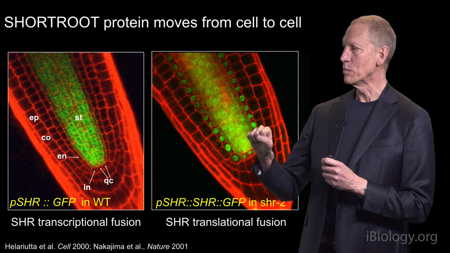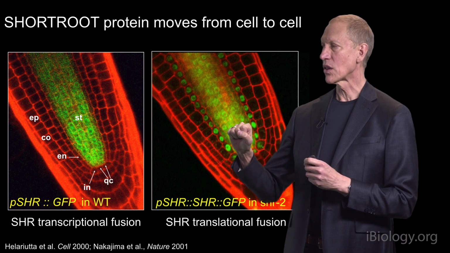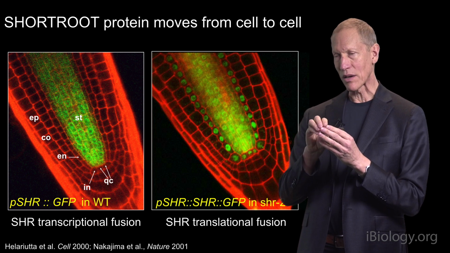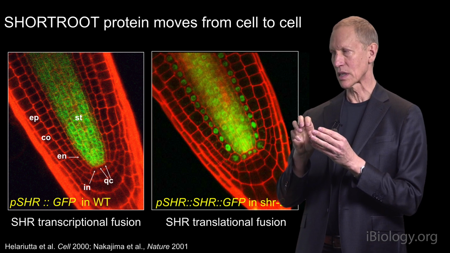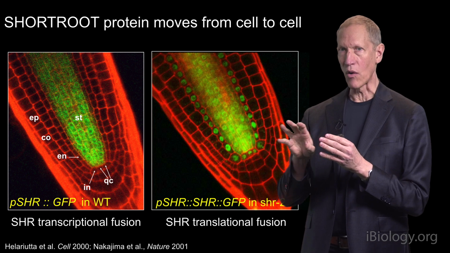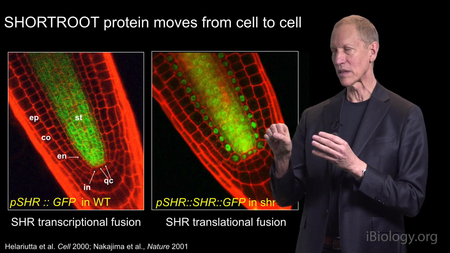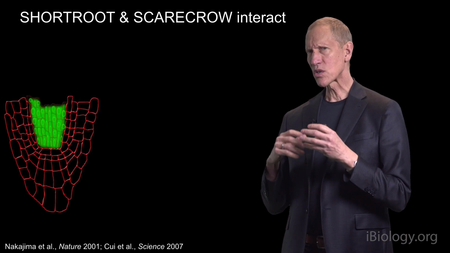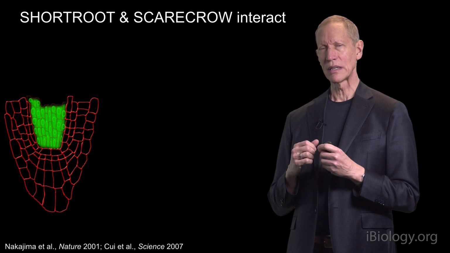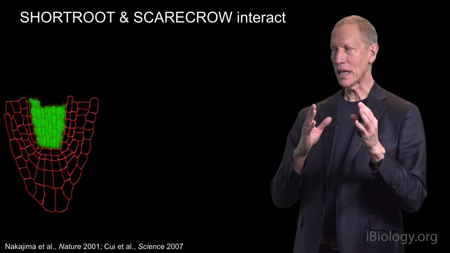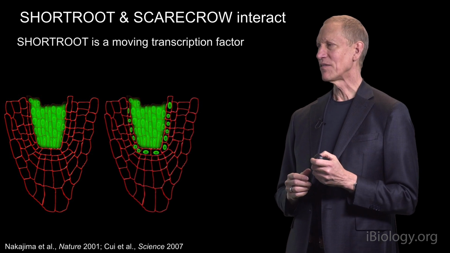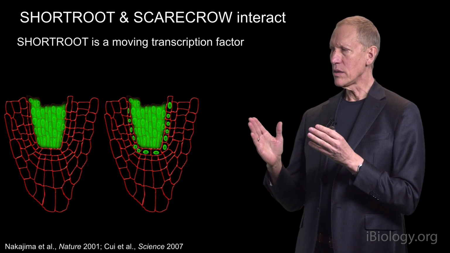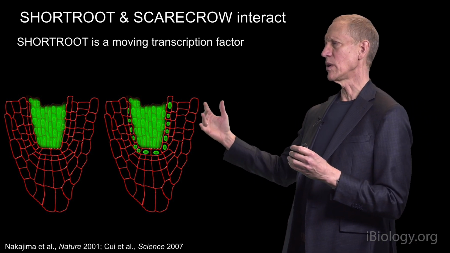The SHORTROOT protein, we think, is moving from cell to cell through what are called plasmodesmata. These are channels that will selectively allow certain molecules like proteins to move. They don't allow all molecules to move, just very specific ones like the SHORTROOT protein. Now, let me just recap what I've told you so far. SHORTROOT is expressed in the vascular tissue. It physically moves over into the endodermis. And then you might ask the question, why doesn't it continue moving past there?